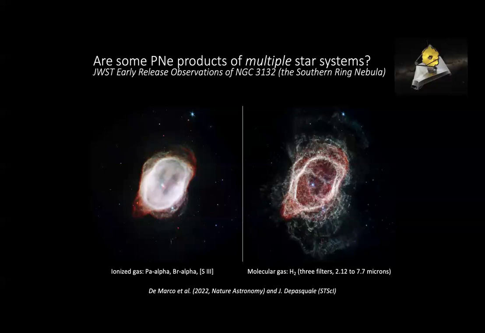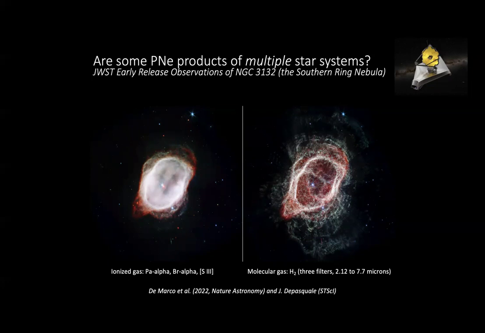These are filters that were used both in the near infrared camera and in the mid infrared camera. And same here, a couple of filters in the near infrared camera, one in the mid infrared camera. But now the filters are isolating ionized gas. These are transitions of recombining ionized hydrogen. This is a transition of sulfur, twice ionized. This is molecular gas, molecular hydrogen, at different wavelengths, different transitions of molecular hydrogen.